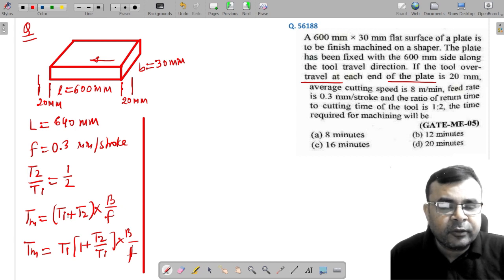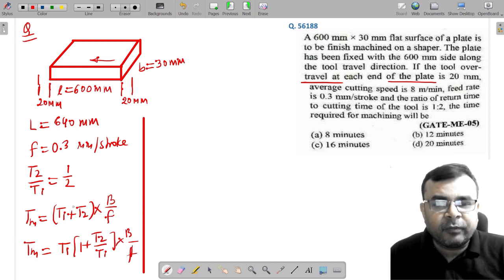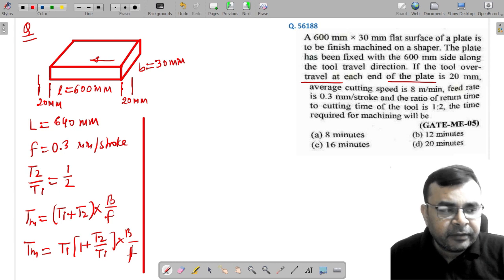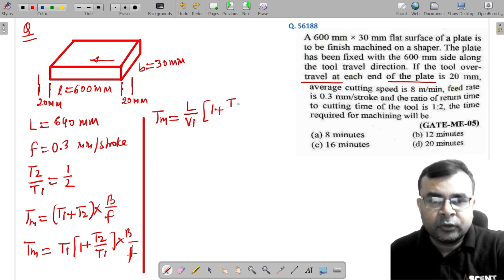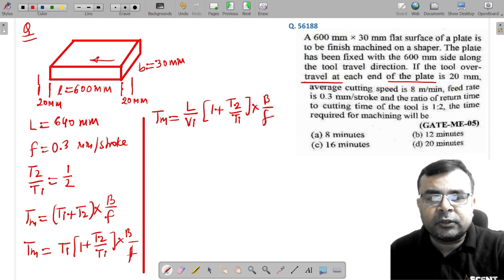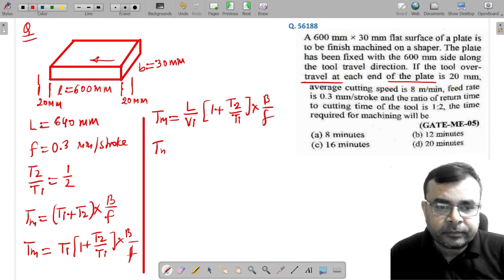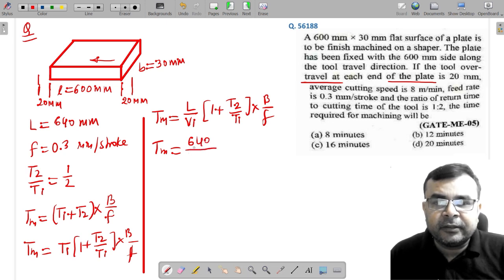And what is T1, T2? T1 plus T2 is the time taken for one stroke and B by F represents the number of strokes. So once again, instead of T1 can I write L by V1, so Tm equals L by V1 into (1 plus T2 by T1). So this is our final expression. Before putting in the values, first simplify the expression. Now if I put the values, here we get 640, and the velocity is given here.